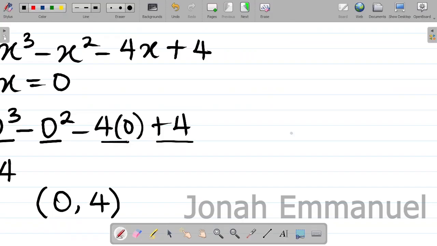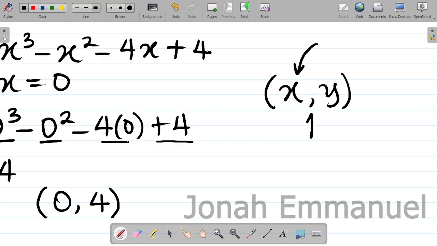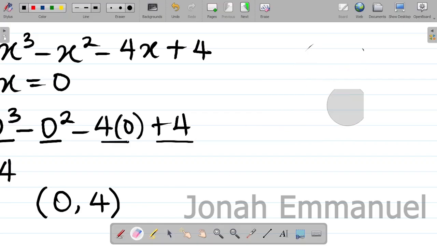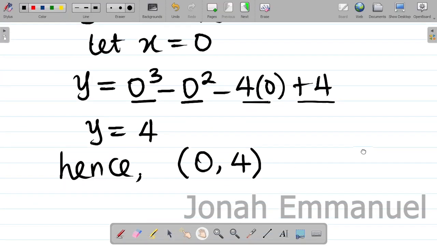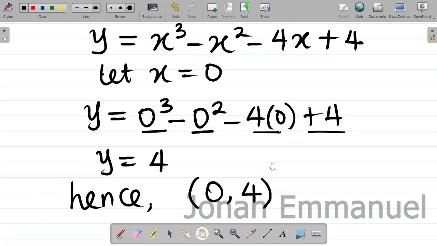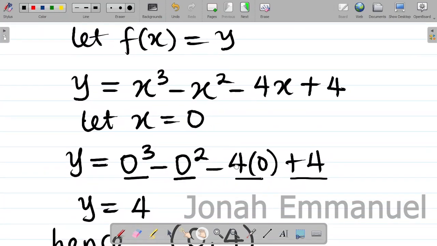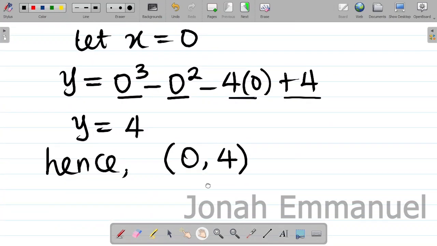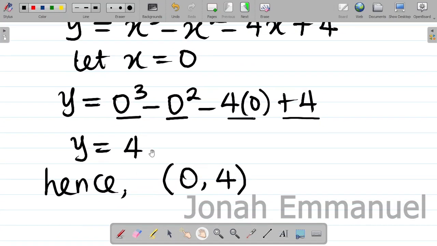When it comes to representing coordinates, we write them in the form x, comma, y. That means the value of x comes first, separated by a comma, and then the value of y. So when x is 0, y is 4, and that's my first point, which is 0, 4. We got this when x is equal to 0.